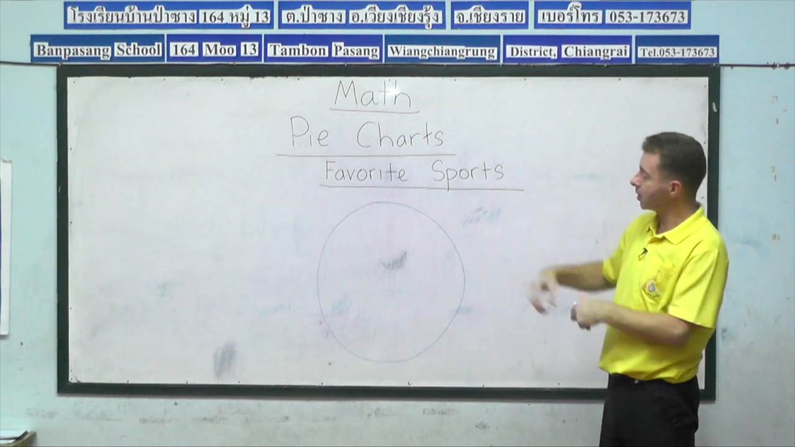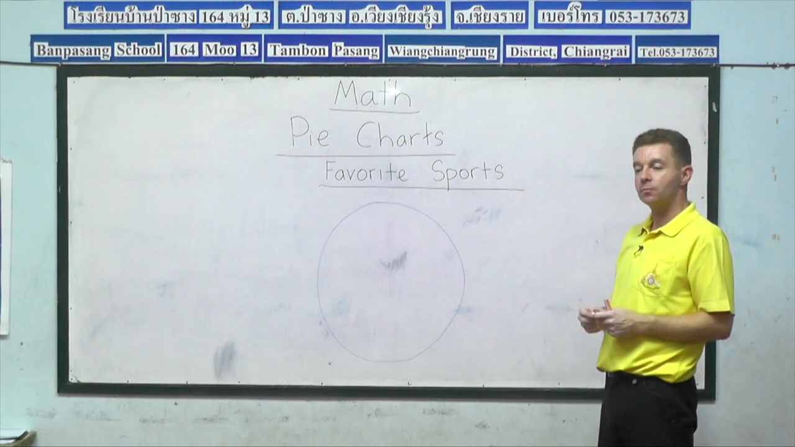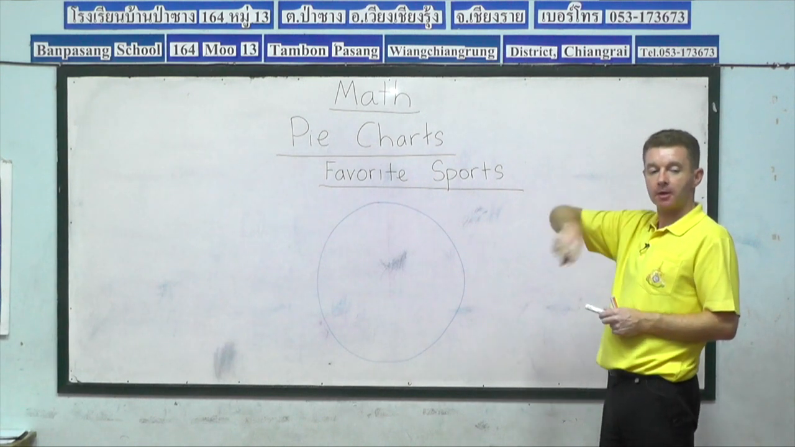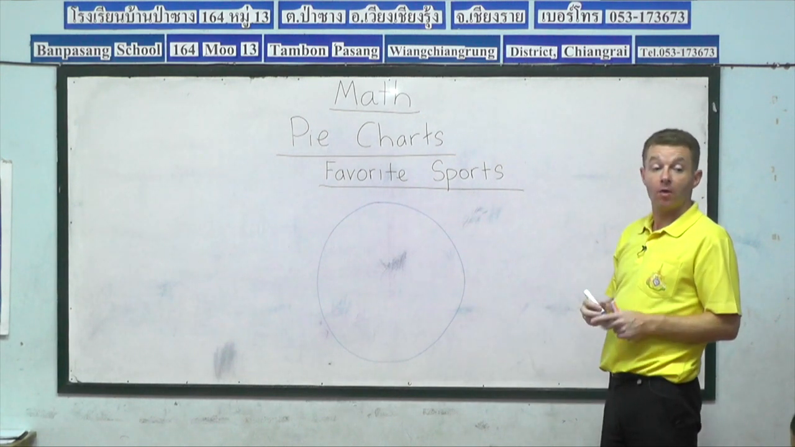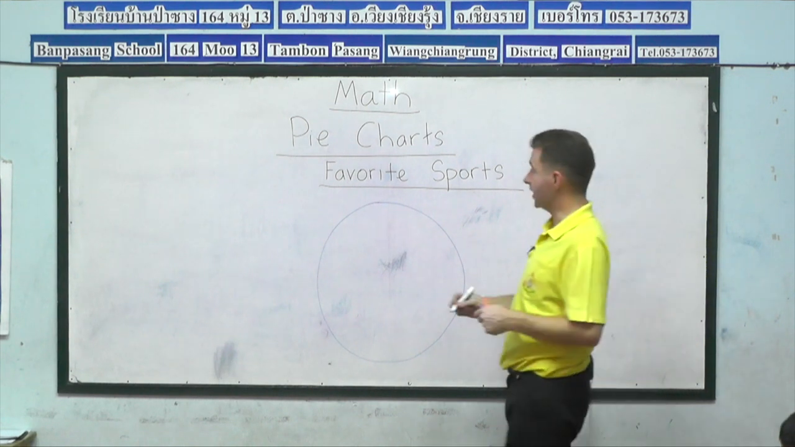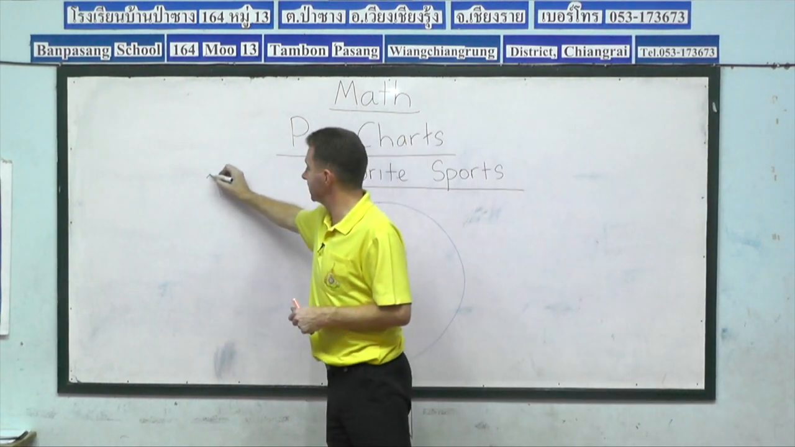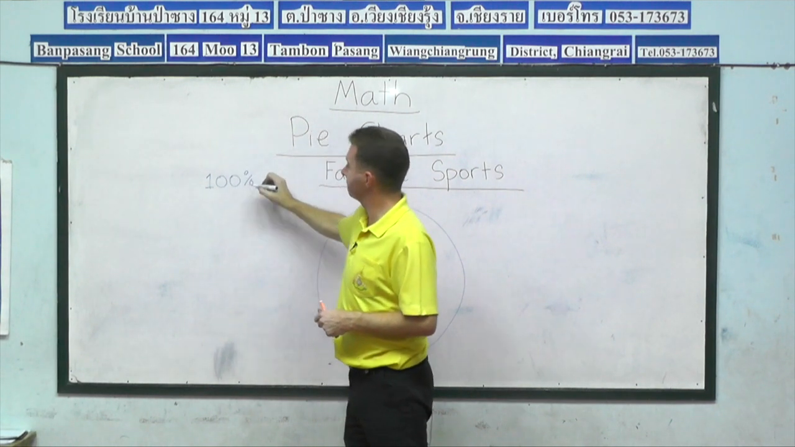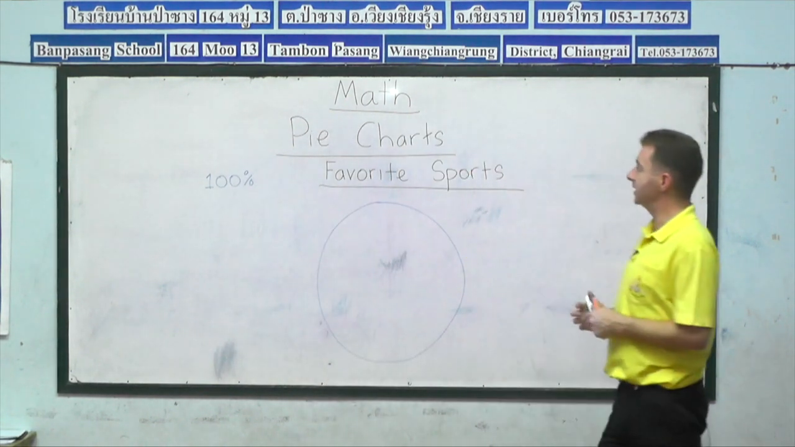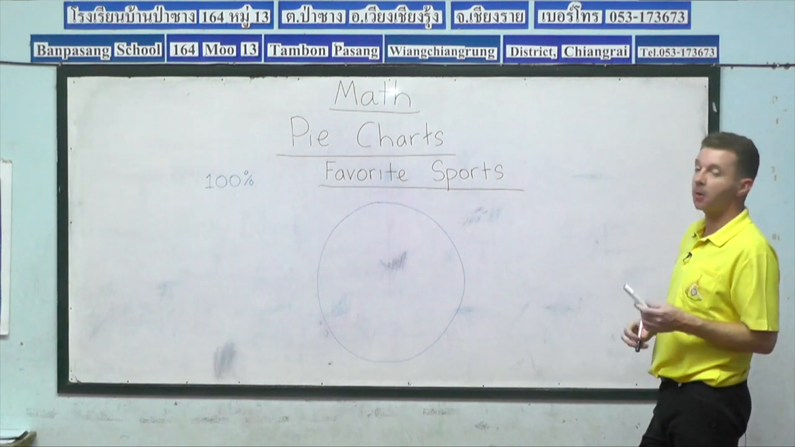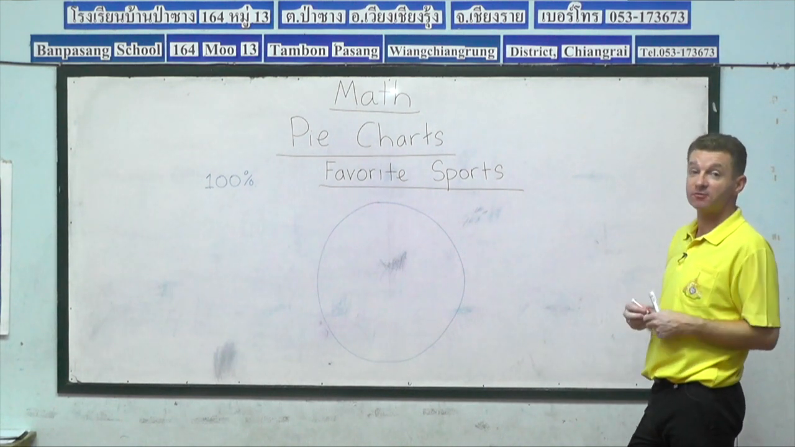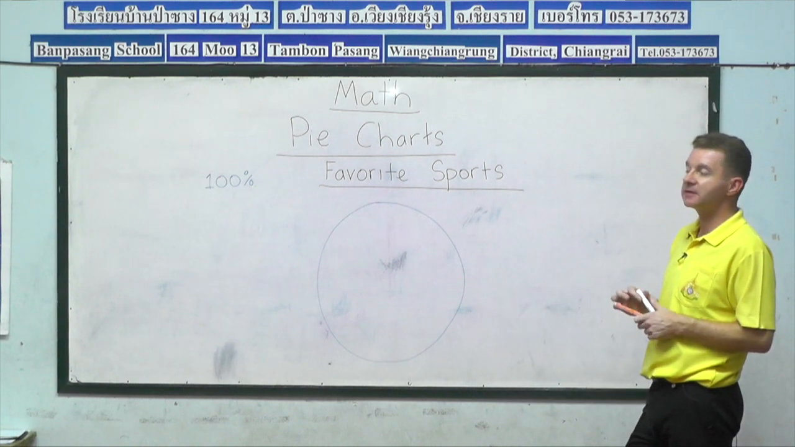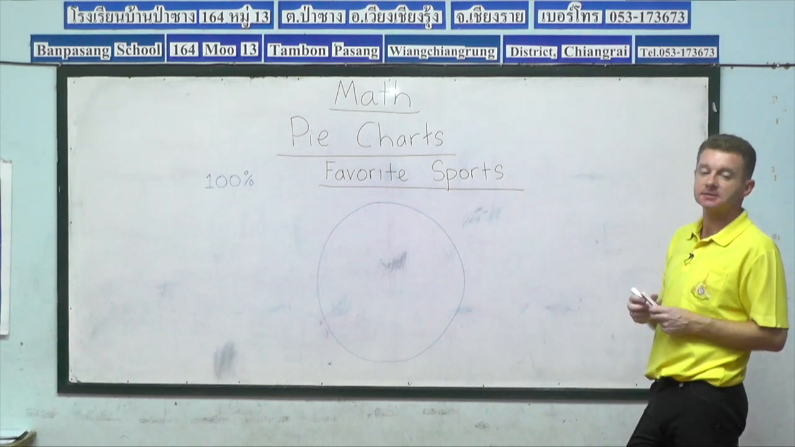How much does the complete circle represent? What percentage? A complete circle will always be 100%, okay? So remember, we're always dealing with 100 or 100%. So what we need now, if we're going to have favorite sports, we need to have some different sports, and it's based on 100%. So who can give me the name of some different sports, guys?